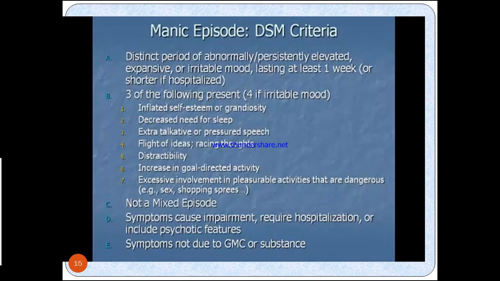The other is three of the following: inflated self-esteem or grandiosity, decreased need for sleep, extra talkative or pressured speech, flight of ideas, racing thoughts, distractibility, increase in goal-directed activities, and excessive involvement in pleasurable activities with dangerous consequences, like sex and shopping.